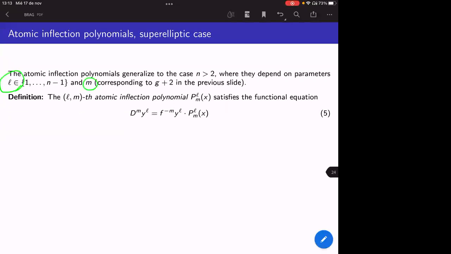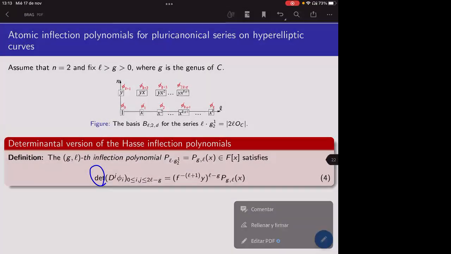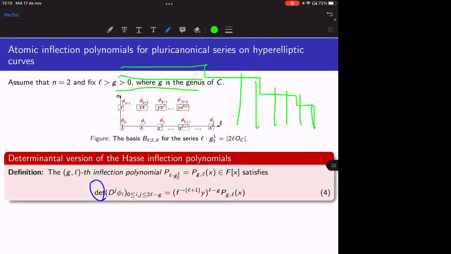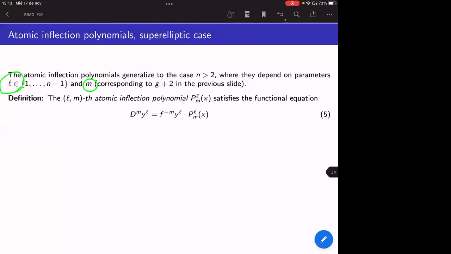Right, let me go back to my drawing. So here, remember that what we are doing from here to the general case is adding stacks here, and adding some other functions here, right? But you are going to end up with some sort of stair-shaped form, and then L controls this parameter and M controls this parameter. So using these two parameters, you may compute these polynomials.